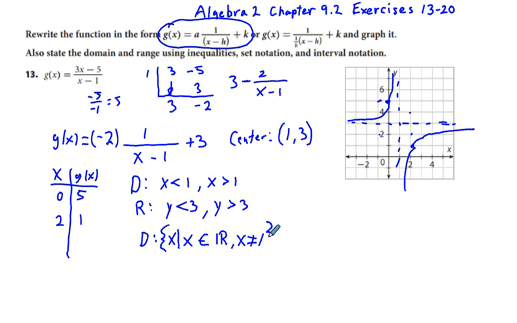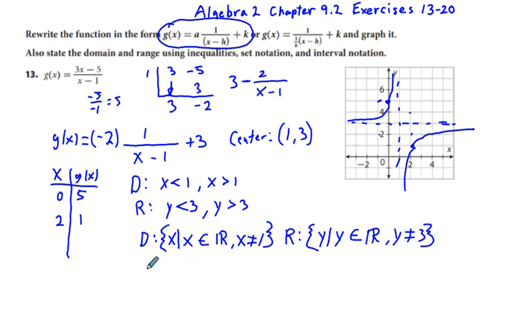And then our range in set notation is going to be y such that y is an element of all real numbers, except y cannot equal where our horizontal asymptote is. y cannot equal 3.